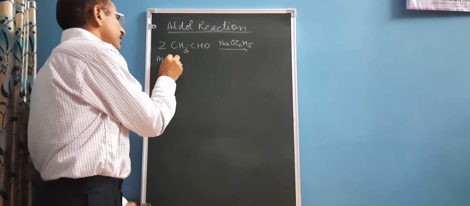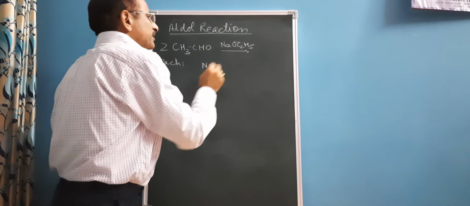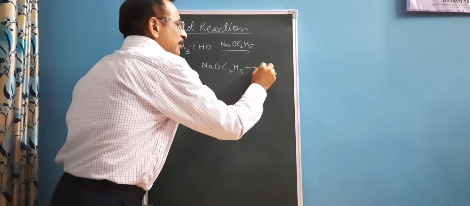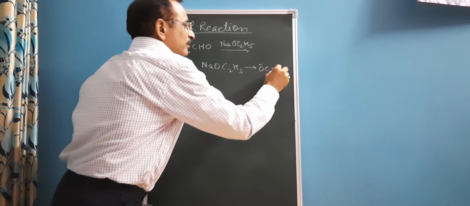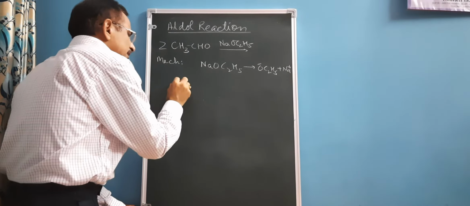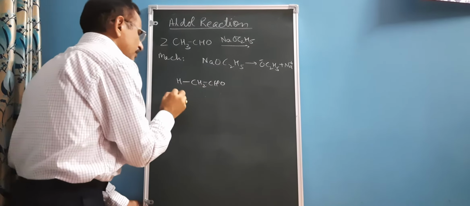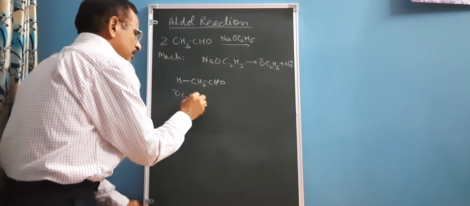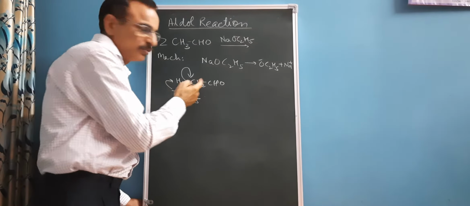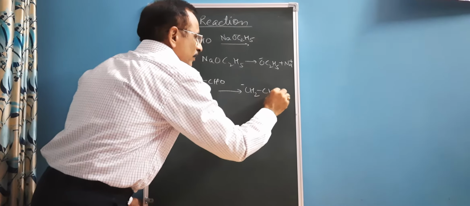Here when you are going to write mechanism of the reaction, here there is formation of carbanion. This base will give O minus C2H5 and Na plus here. This base will approach at alpha hydrogen atom of this aldehyde. Once it approaches at alpha hydrogen atom, there is loss of carbon hydrogen bond that results in formation of carbanion.